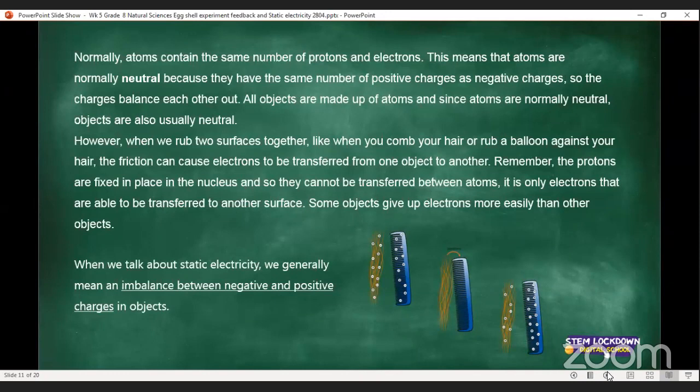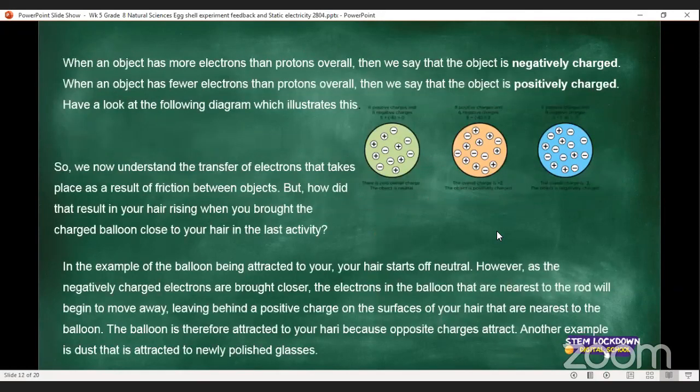I'll explain it again here, using the nucleus over here. When an object has more electrons than protons overall, we say it is negatively charged. And when an object has fewer electrons than protons, we say it is positively charged. So more electrons means negative charge, and fewer electrons means positive charge. So have a look at the diagram. You have these diagrams here.